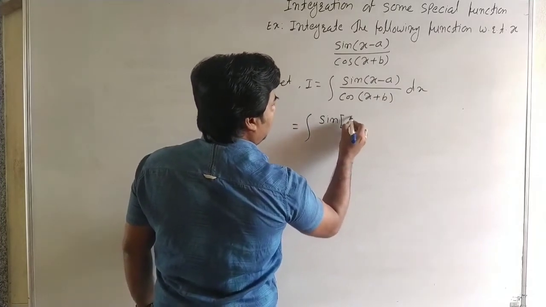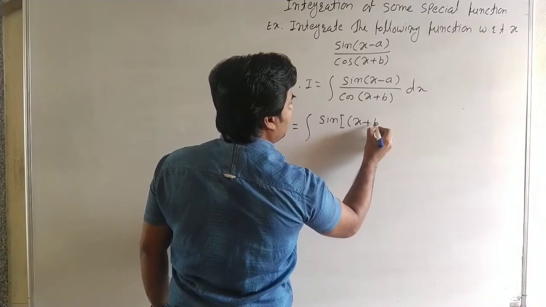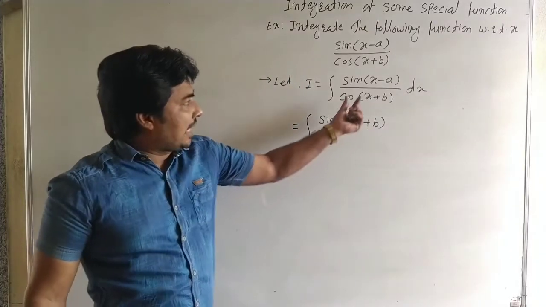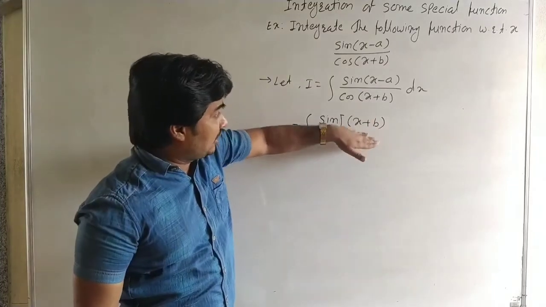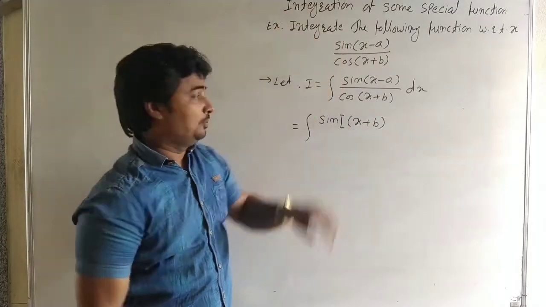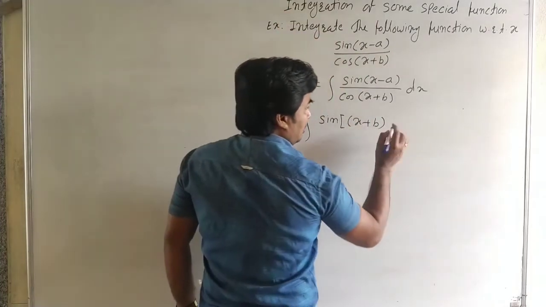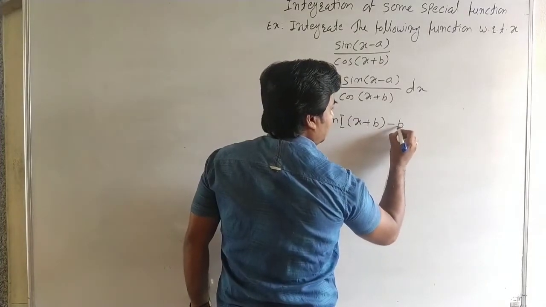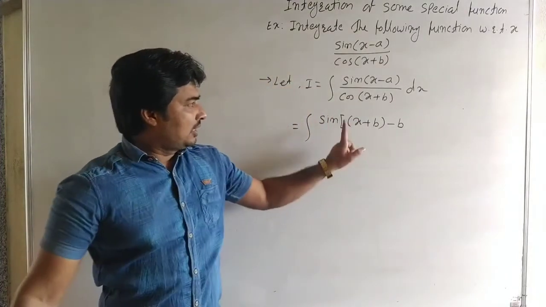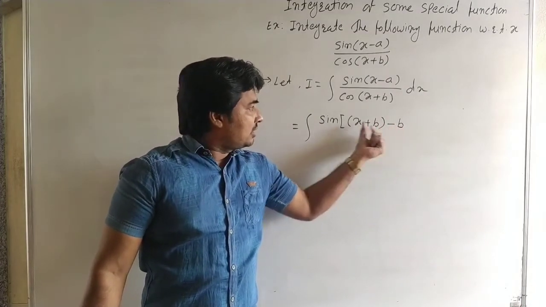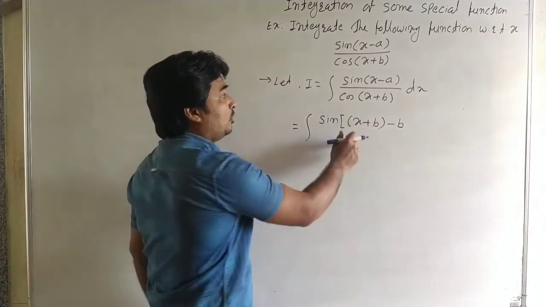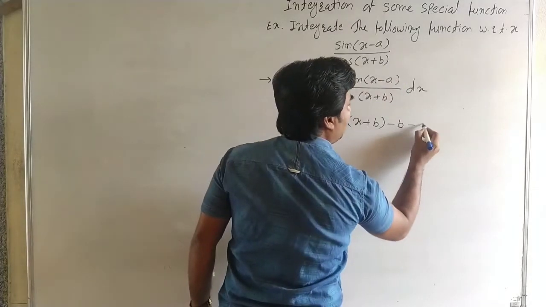Sin, see carefully, it is x plus b. We adjust the angle in denominator, it is x plus b. But in numerator, it is x minus a. So this b will be cancelled. We can write minus b. Now here x plus b minus b, both get cancelled. Only x remains, but we want x minus a, so we can write here minus a.